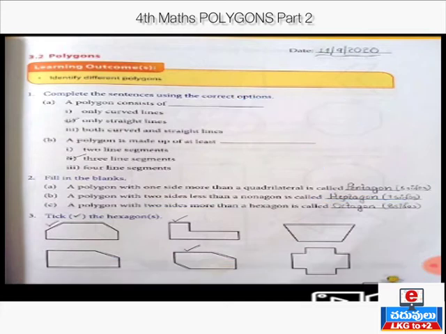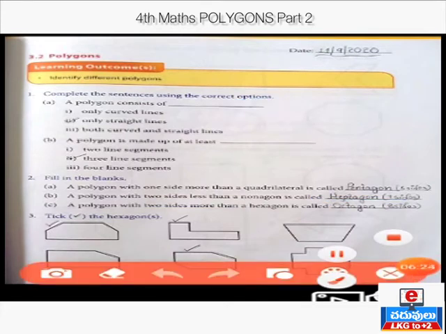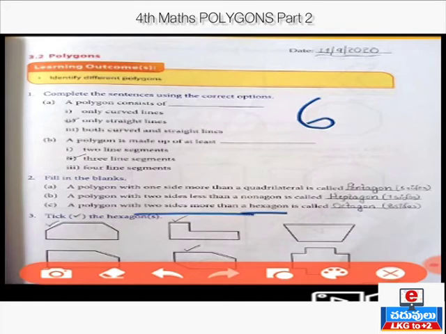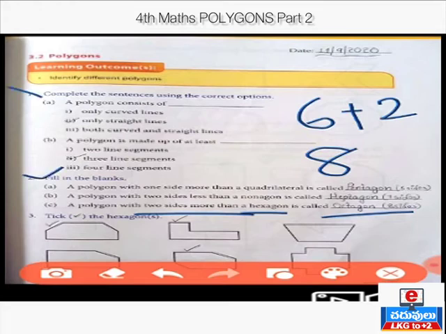Yes. Coming to C1, a polygon with 2 sides more than a hexagon. Hexa means 6. 2 sides more than means plus 2. 6 plus 2 is how much, children? 8. An 8-sided polygon is an octagon. Okay? Understand? Yes. The second bit is completed.